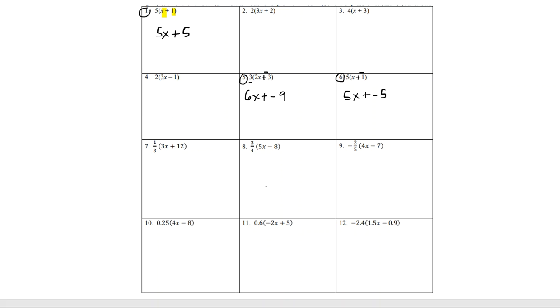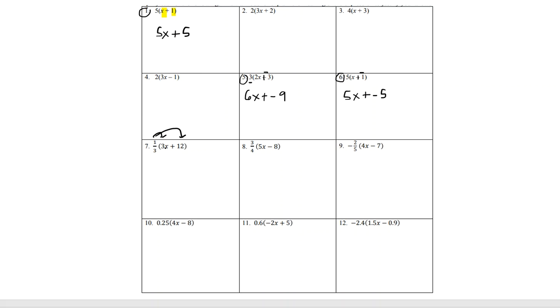Okay, let's go ahead and look at some of these with fractions. Number 7. In front of our parentheses, in this case, we have a fraction, 1/3. Because the fraction is right next to the parenthesis, we have to multiply that fraction by both of the terms inside the parenthesis. So it works like this.